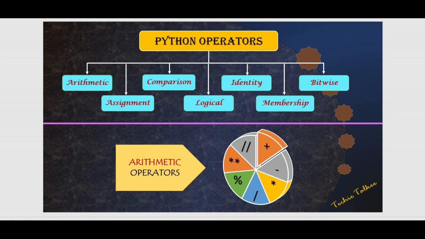Arithmetic operators are used on numerical values. They are used to perform various mathematical operations on variables or values. Let's consider this scenario where we want to add two numbers. We'll do that by using the addition operator, using the plus sign. Let me show you with an example.